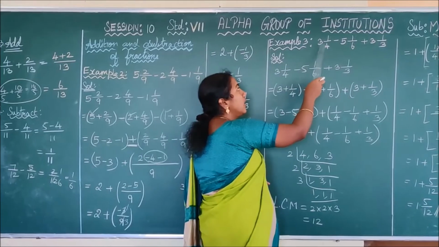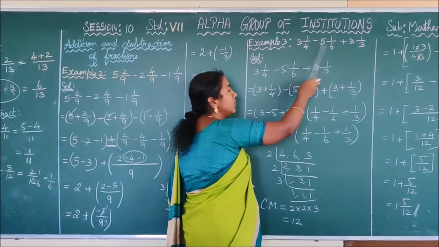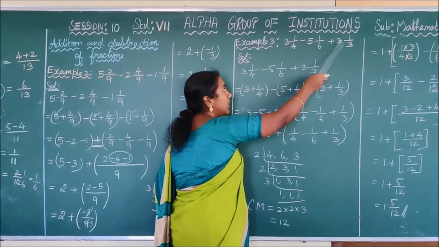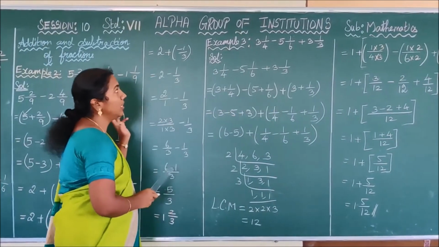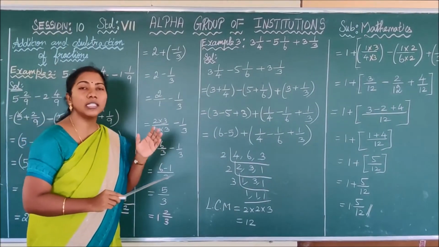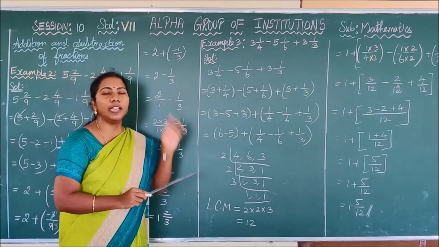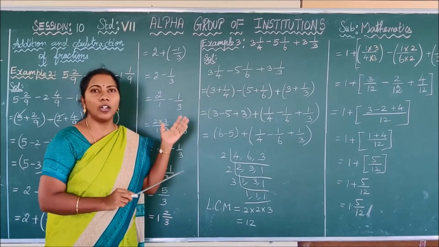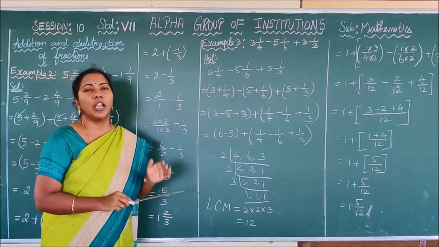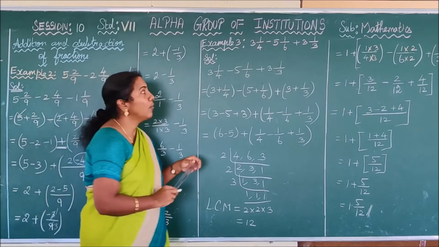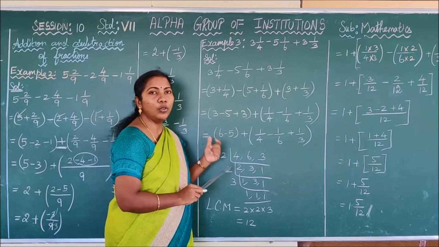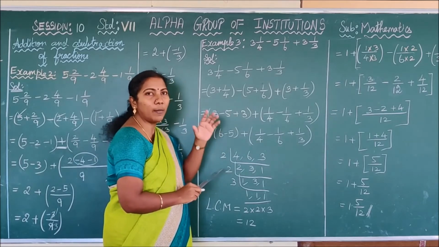Example 3. 3 1 by 4 minus 5 1 by 6 plus 3 1 by 3. See here, children, in example 2 we had the same denominator. But in example 3 we have different denominators. So for that, in order to make the denominators the same, we have to take the LCM. Okay. First step, as in example 2, you have to include the symbol plus among the mixed fractions.